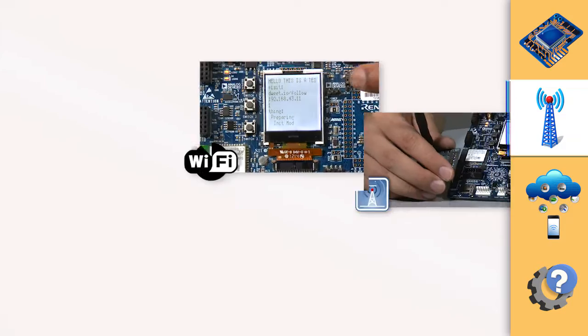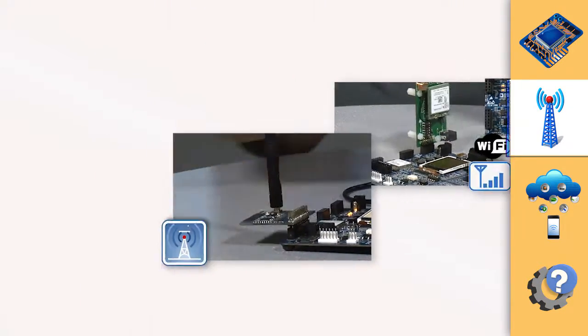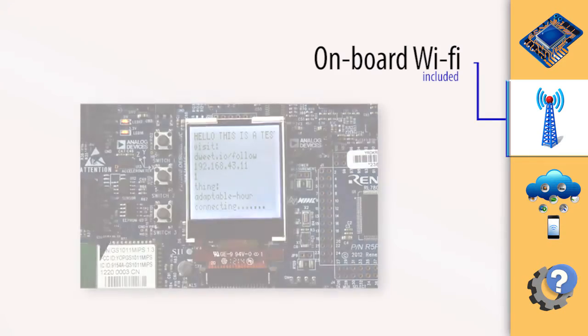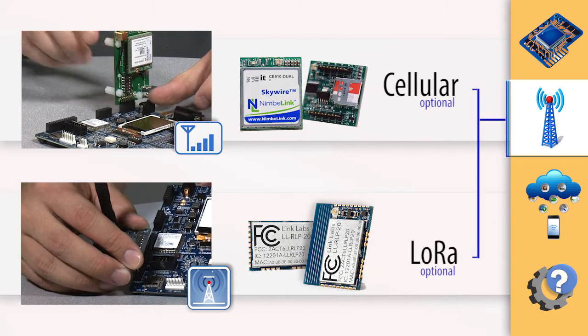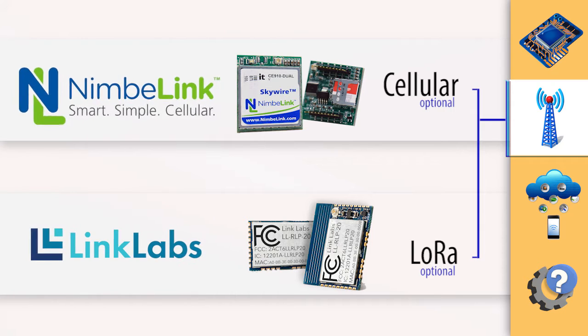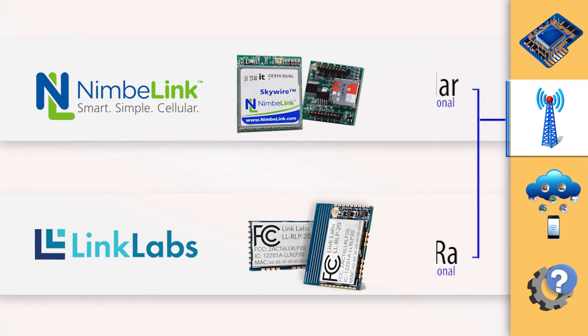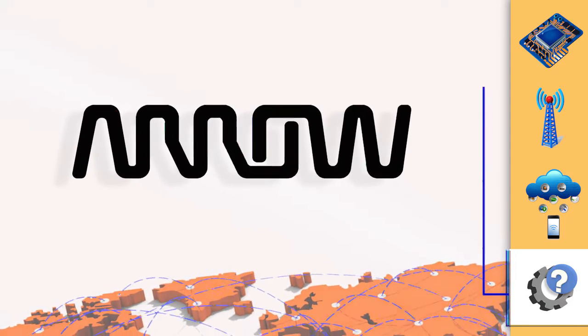To connect to the cloud, Renesas and its partners have provided a comprehensive array of options. For basic connectivity, the onboard Wi-Fi enables you to connect to existing networks. Several add-on modules featuring technologies such as cellular and LoRa are also available thanks to our connectivity partners, NimbleLink and Link Labs.